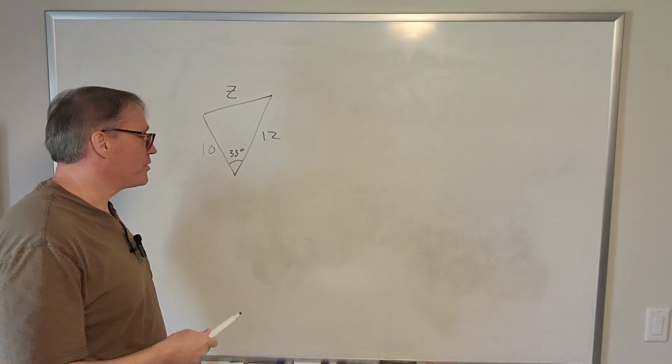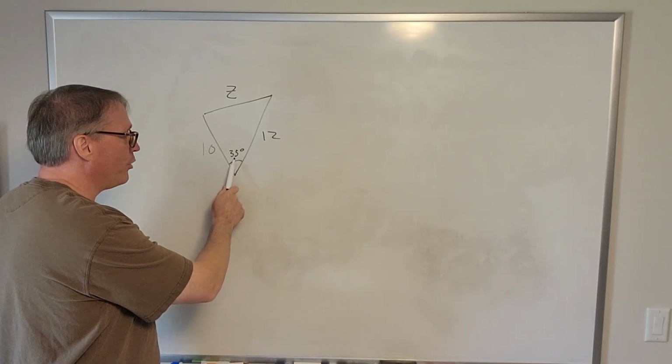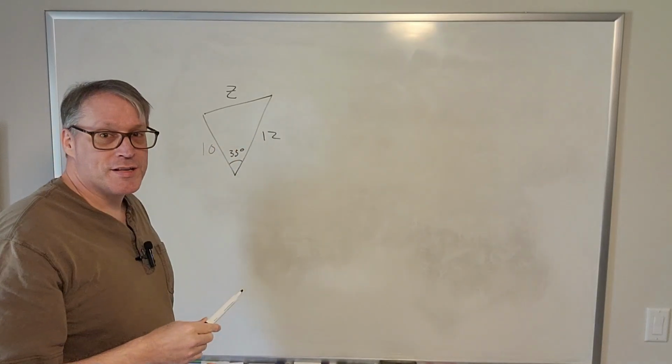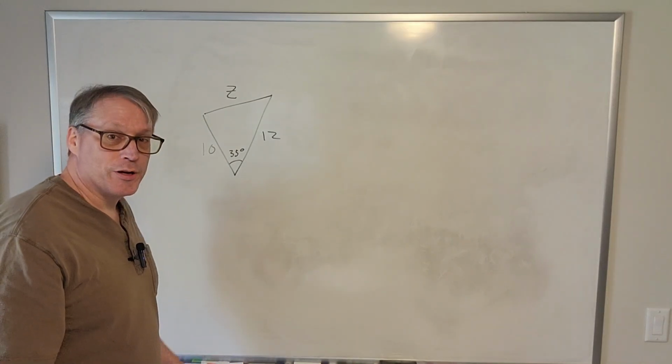All right, let's suppose you have this situation. Side length 10, side length over here 12, angle in the middle 35. What is side length z? Give it a shot. Pause the video, resume when you're ready.